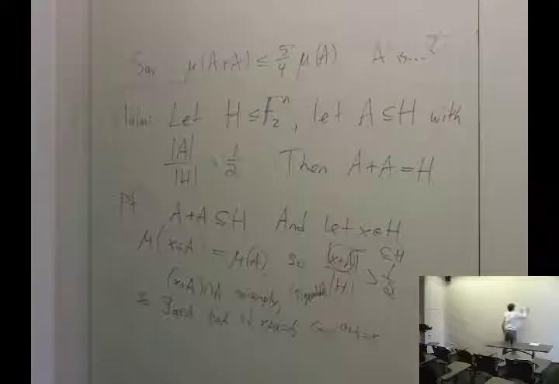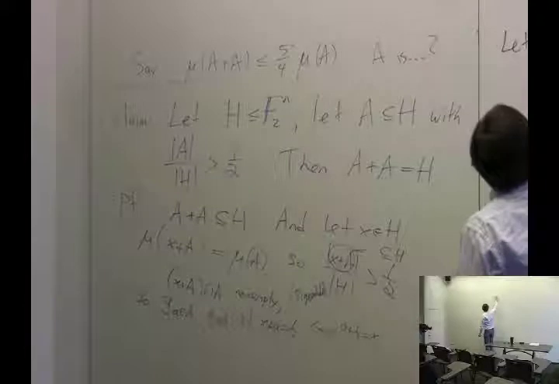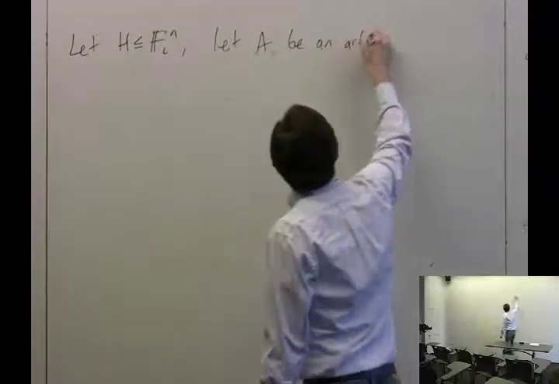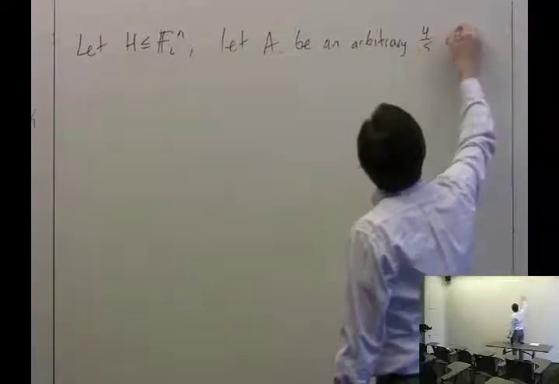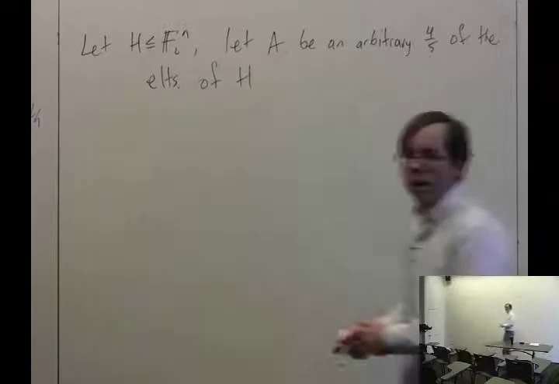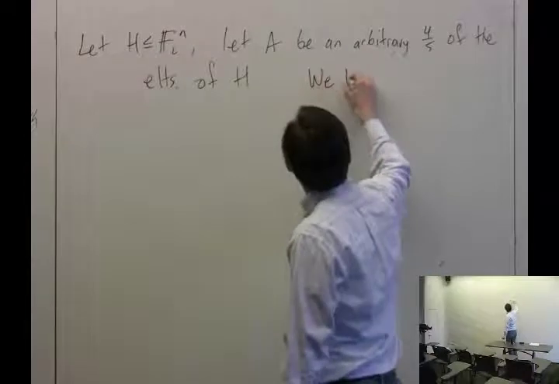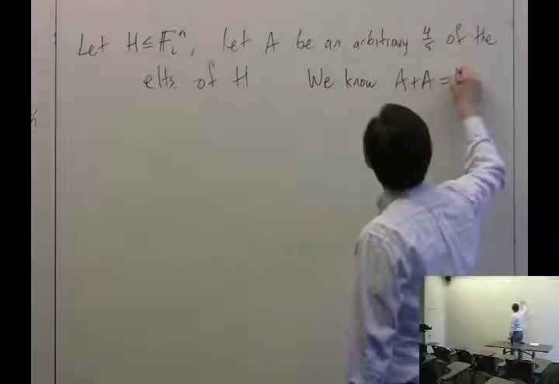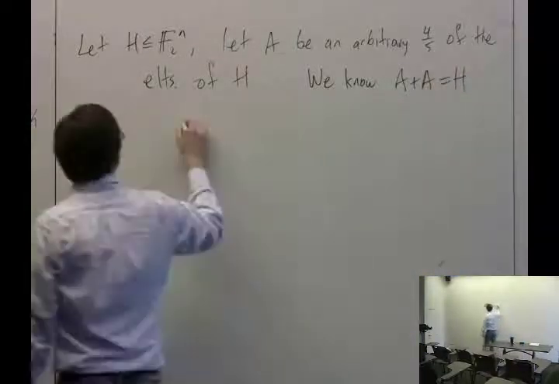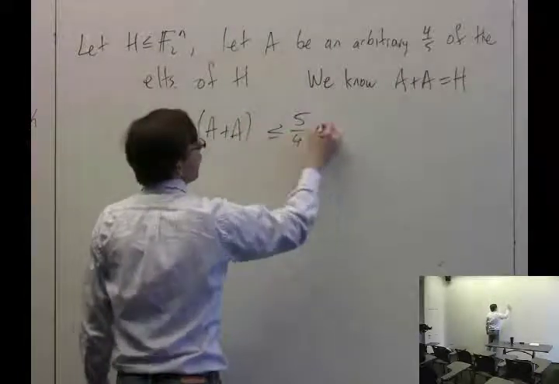Well, what I want to say is, let H be any subspace, and let A be an arbitrary, I don't know, 4/5 of the elements of H. Completely arbitrary subset of 4/5 of the elements. Then A is inside H. We know that A plus A equals H by this little claim. So therefore the density of A plus A, which is the density of H, is at most 5/4 the density of A.